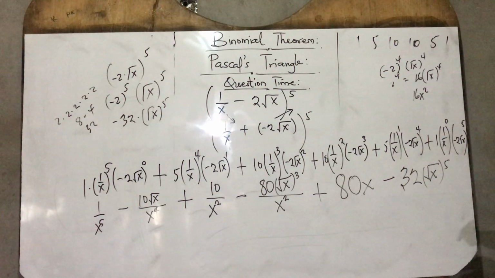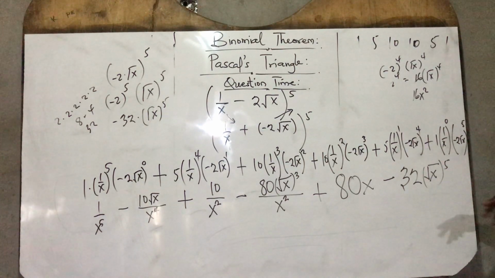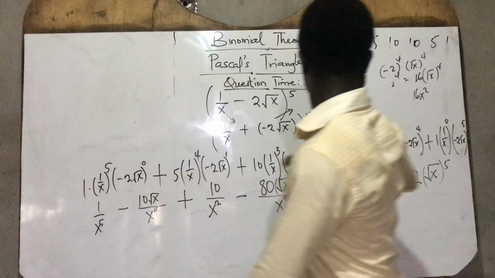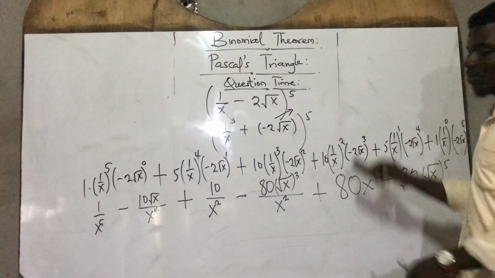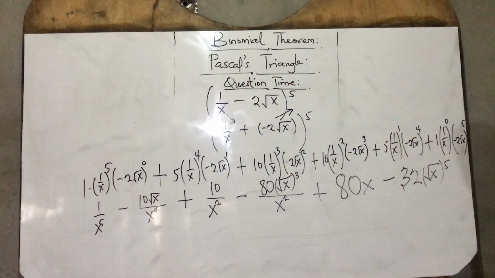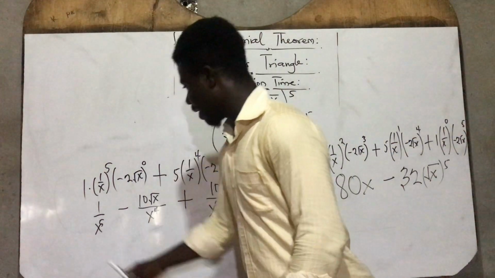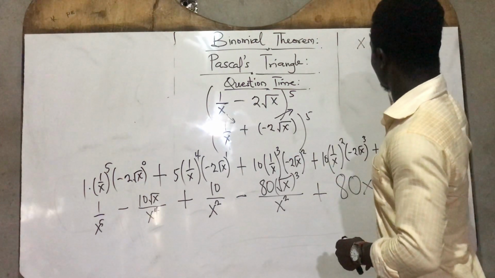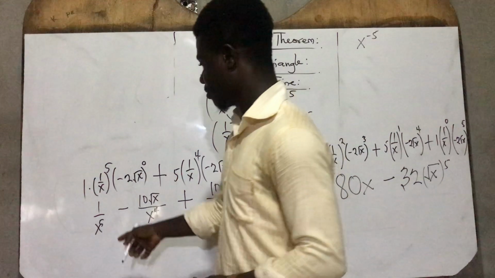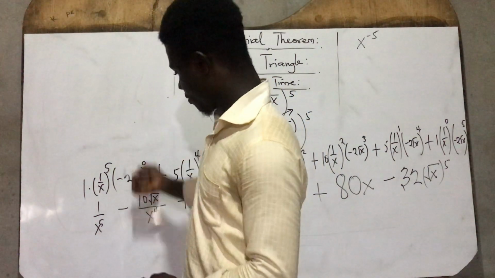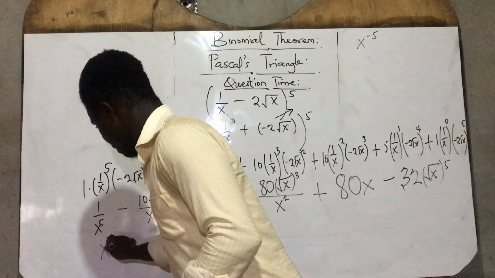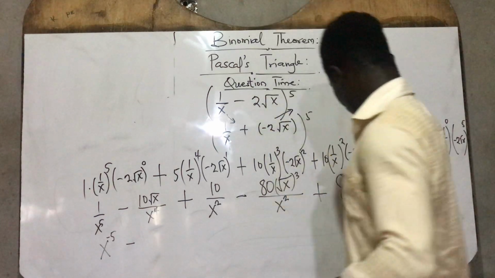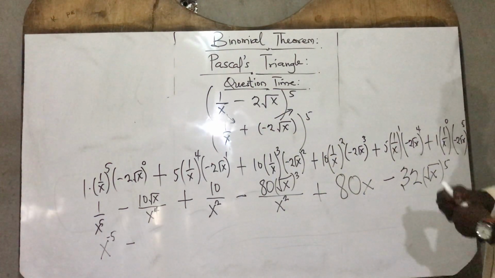Now, we can do some things here. Again, still the simplification. We can still simplify things here. Now, 1 on x to the power 5, I can write it as x to the power negative 5. Right? I can write this one as that, which is x to the power negative 5. Then minus, let's see this.